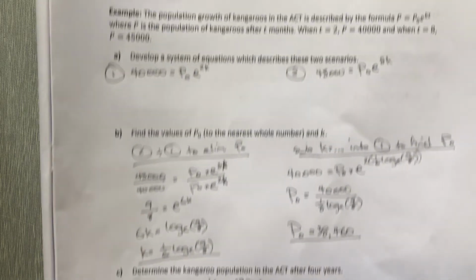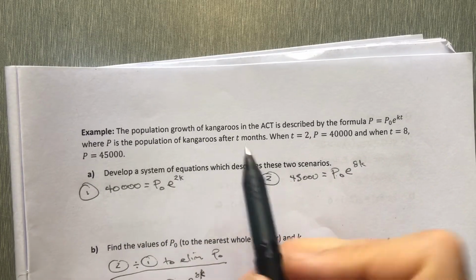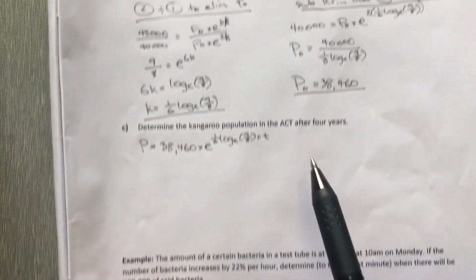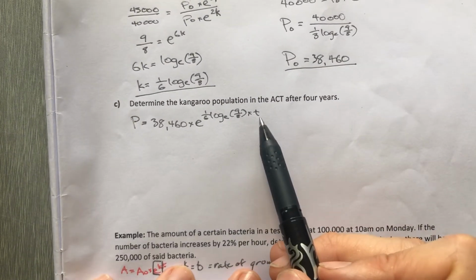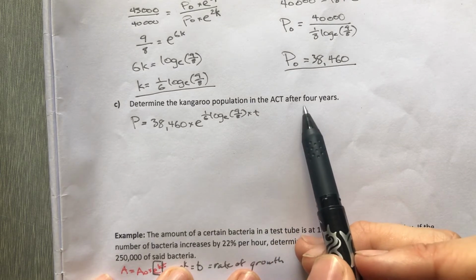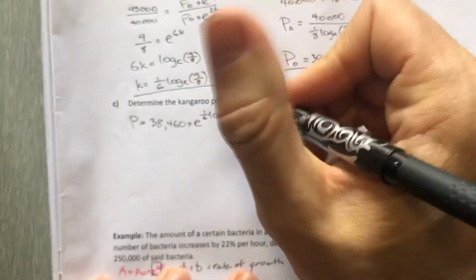So if you go up here, if you check, you'll see that T is actually months. So if you put 4 into here, you'd be working out how many kangaroos there are after 4 months. You don't want that. You want 4 years. So 4 years would be 48 months. So that's what we're going to put into T.